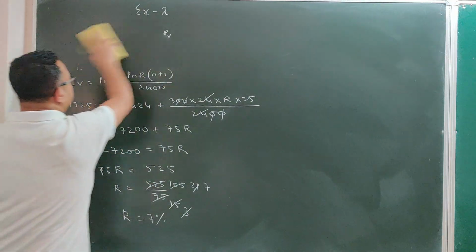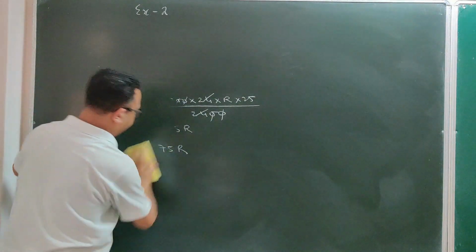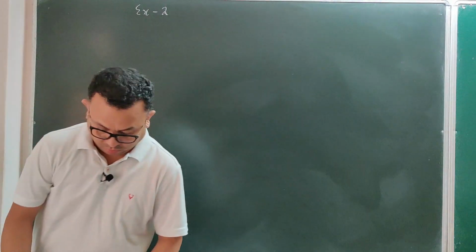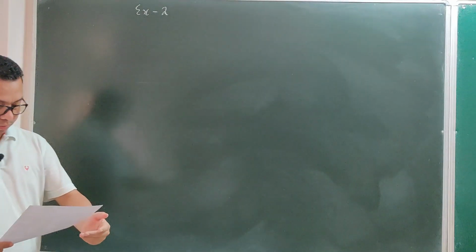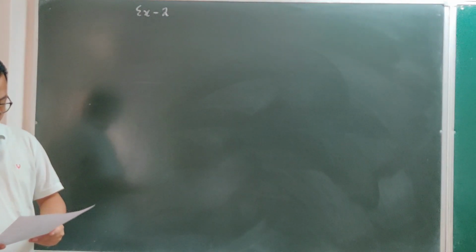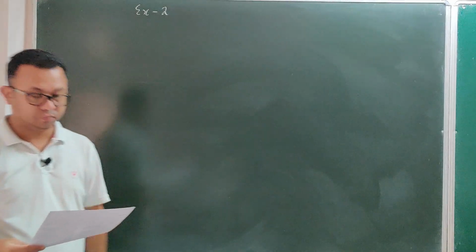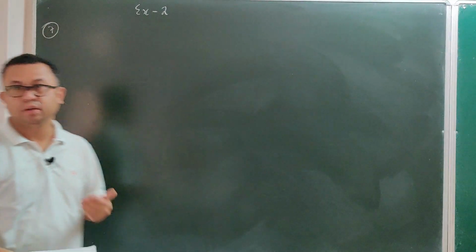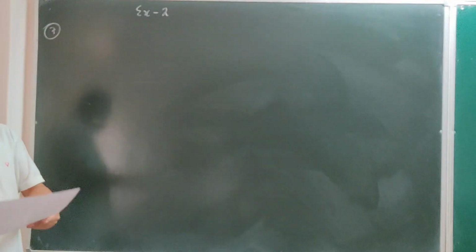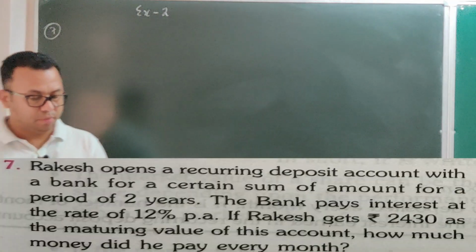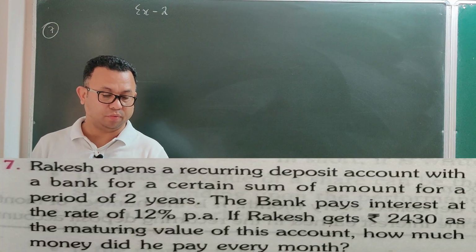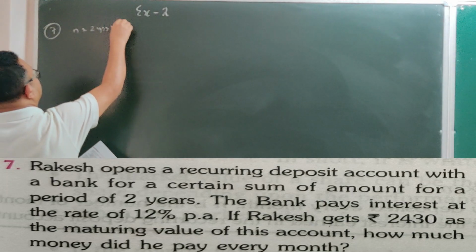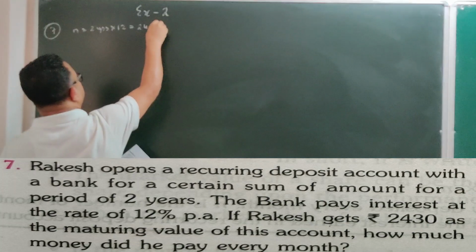Now to go to the next question, question number 7. It is about calculation of P, that is, the monthly installment or monthly deposit. Let me read it. Rakesh opens a recurring deposit account with a bank for a certain sum of amount for a period of 2 years. N is 2 years. Immediately I'll convert it into months, so it is 24 months.